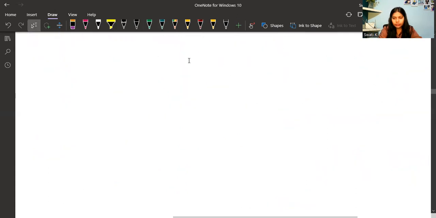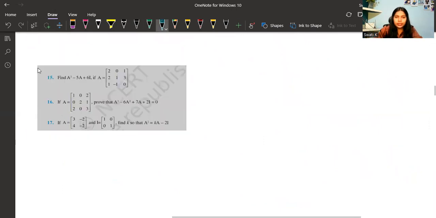I'm just trying to paste the question here. I hope I'll be able to paste it. Yes, well done. Okay, so let's start with the 15th one. In the 15th one, we have the matrix A given. We need to find the value of A square minus 5A plus 6I. Let's first find out the value of A square, because this is the product.